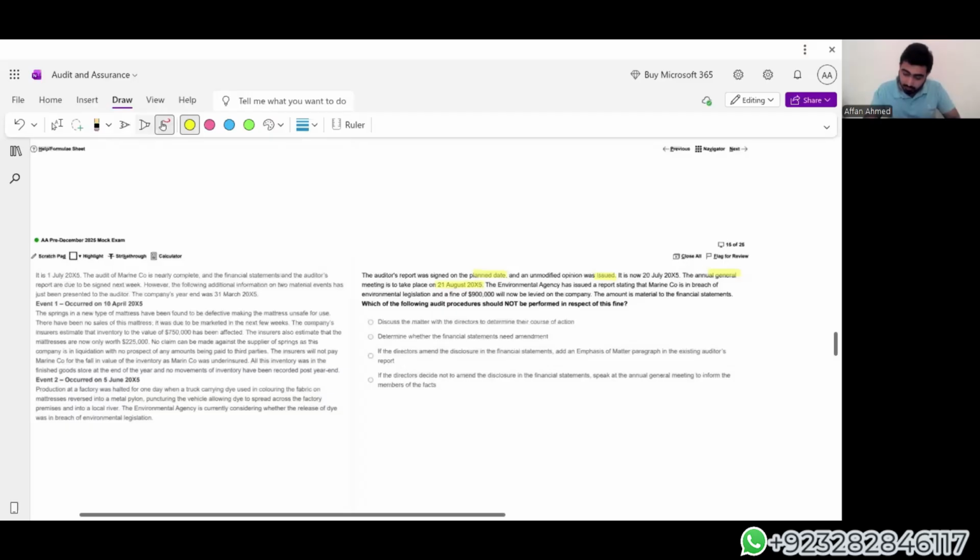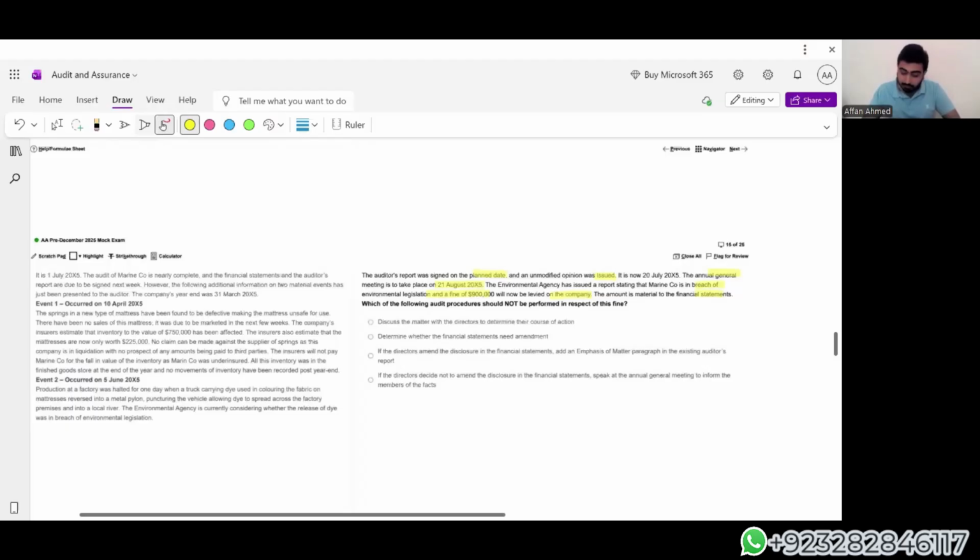The environmental agency has issued a report stating that the marine company is in breach of environmental legislation, and fines of 900,000 will now be levied on the company. The amount is material to the financial statements. Which of the following audit procedures should be performed in respect of these fines? Now we have to identify what would be the substantive procedure that we have to perform. Okay, let's see. Discuss the matter with the directors to determine their course of action.